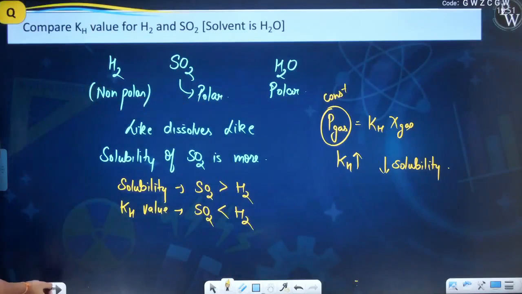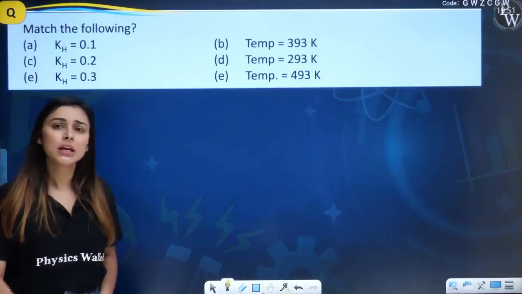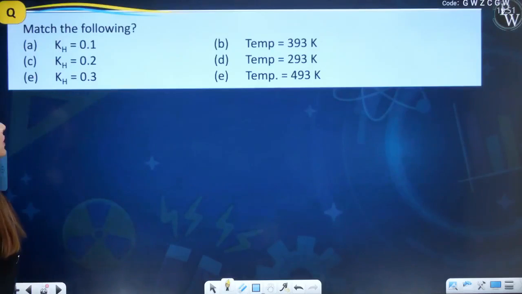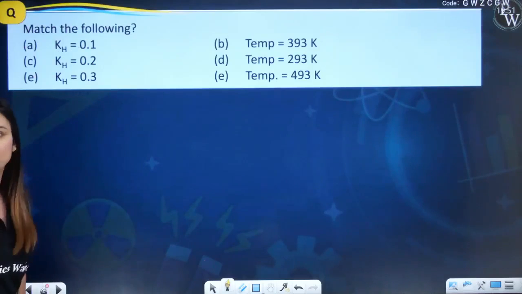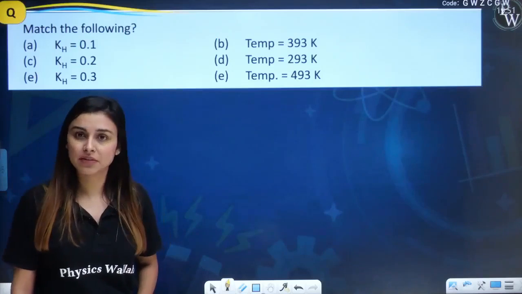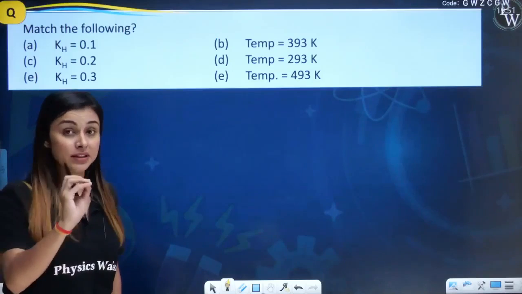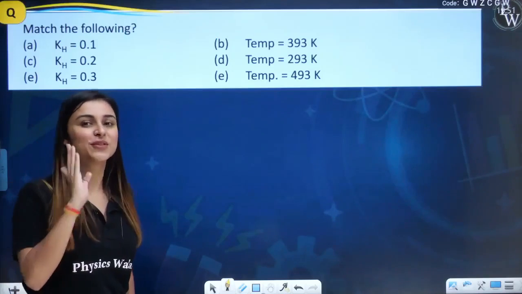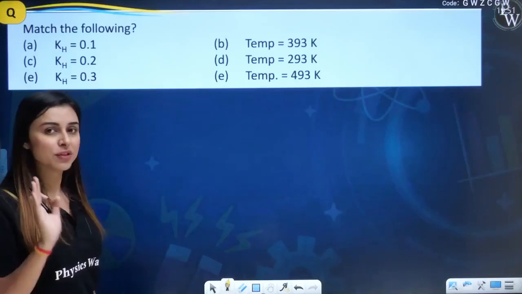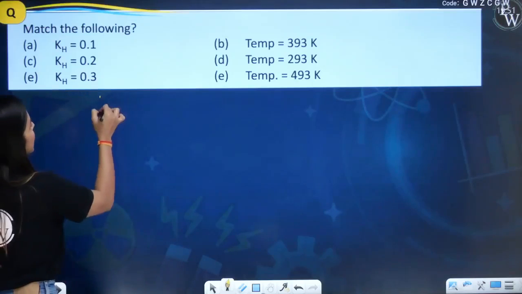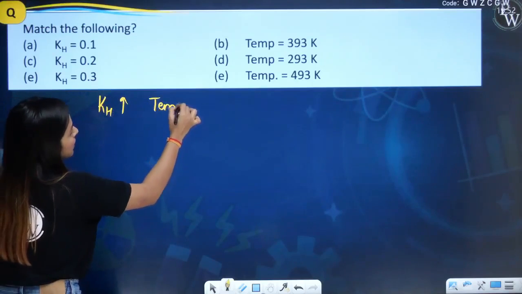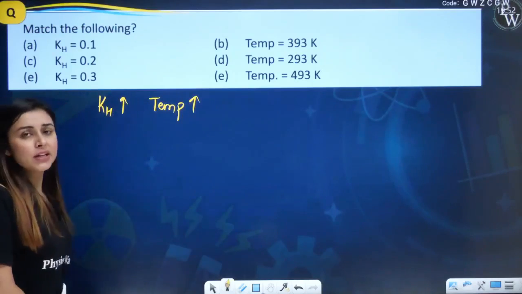Let's move forward. You have another question. You have to try this question again, my dear students. Match the following. You have KH values and you have temperatures given. First, try to do this yourself. Pause the video and try to do it yourself. I hope you've done it. You've paused the video and tried the question. Now, I know that KH depends on temperature, and the more the temperature, the more will be the KH value.